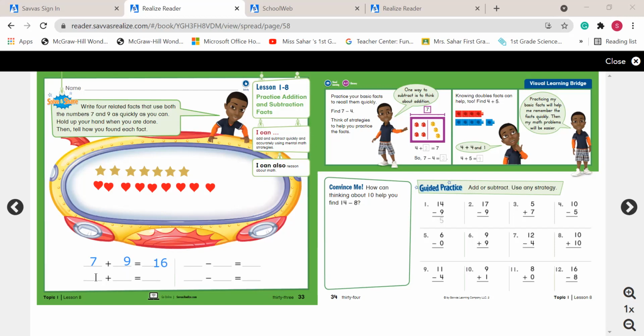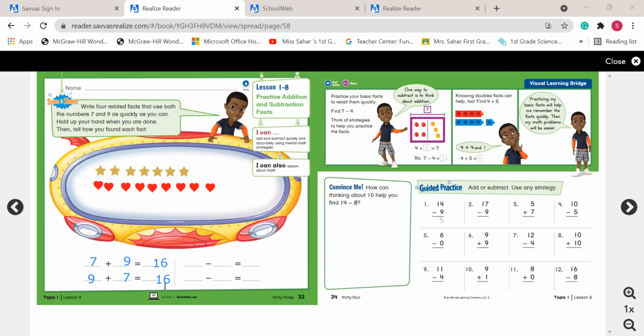Okay. I know that if I change the addends and start with the bigger one, adding the smaller, I'm still going to get the same answer. So I'm going to do that as another way. I'm going to say 9 plus 7. Still my answer will be the same, 16. Okay, so that's the addition fact.